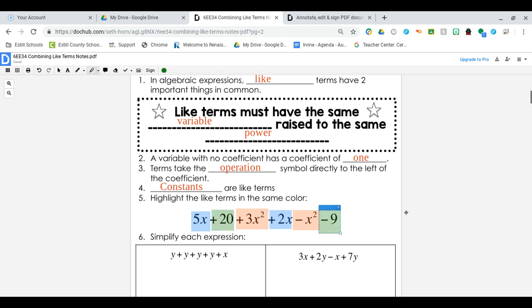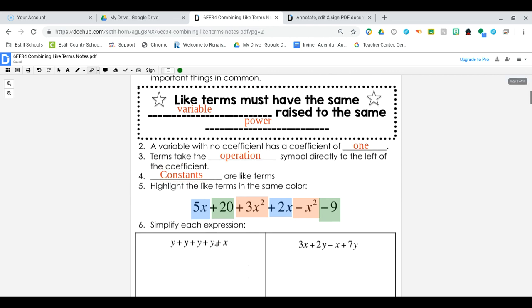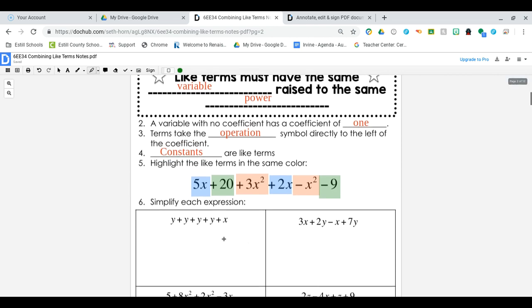So if you look, we can now see that we have 3 different terms in our final answer, and highlighting this helps you see that before you actually combine them together. So let's look at some examples where we actually have to combine our like terms.